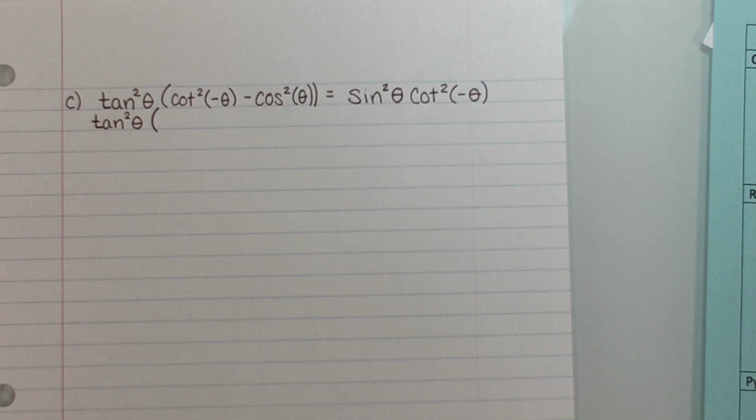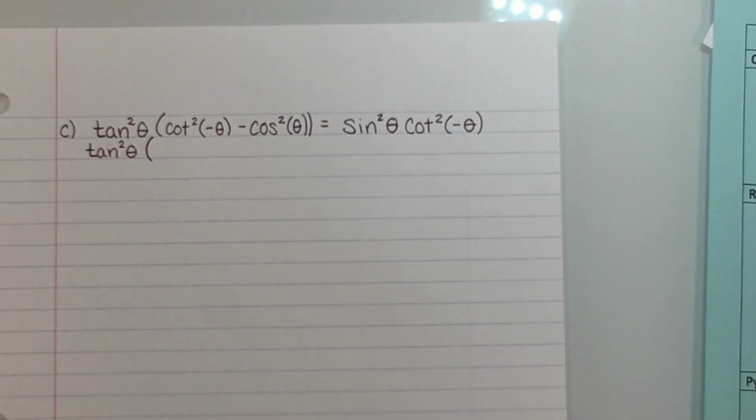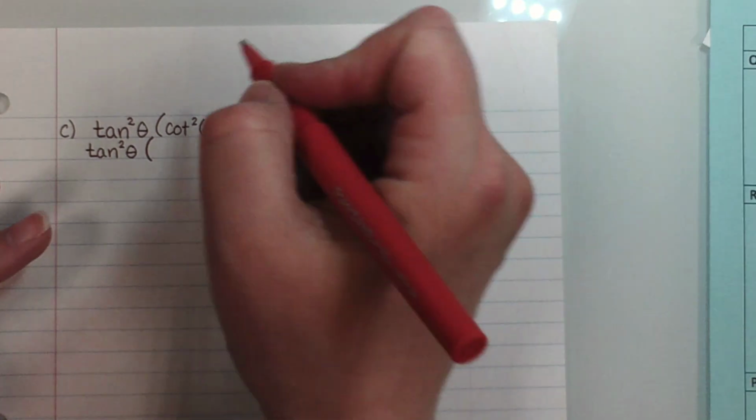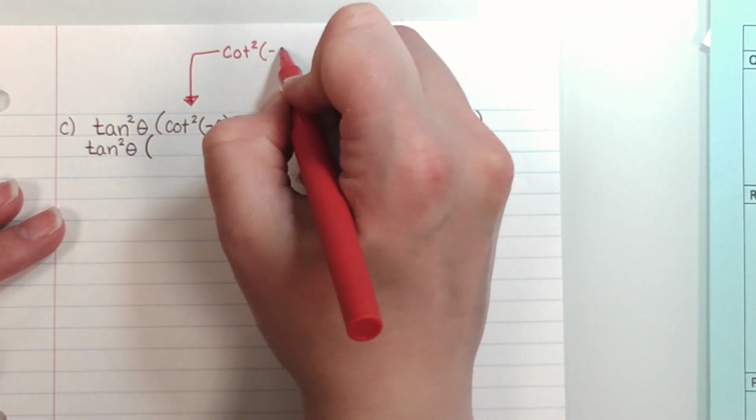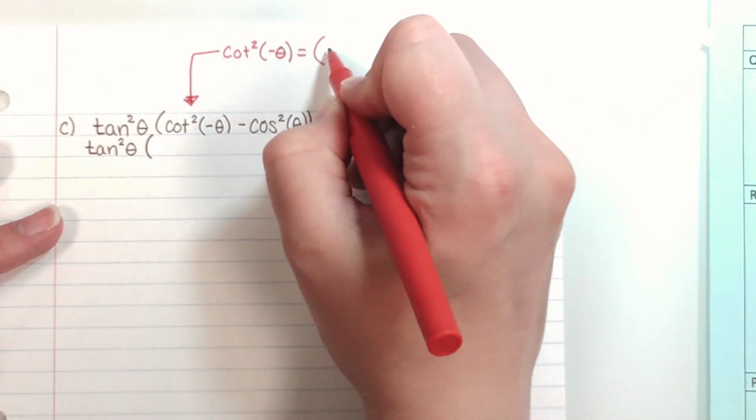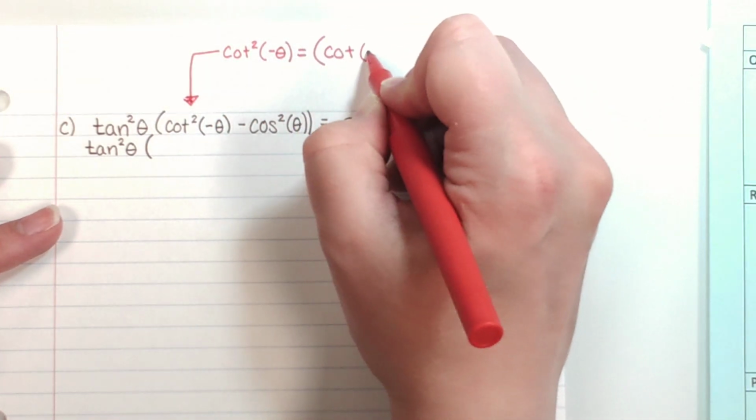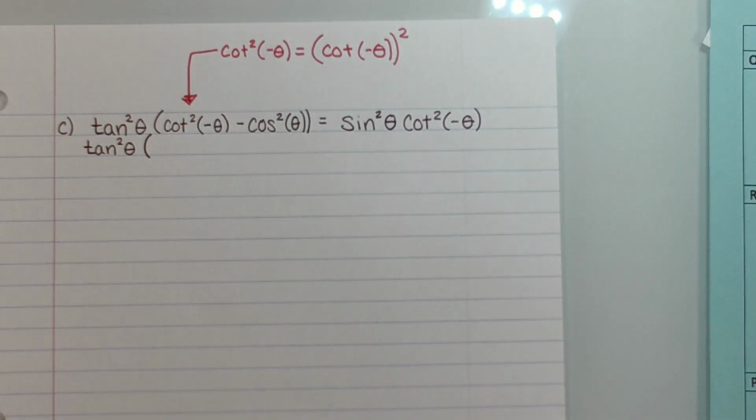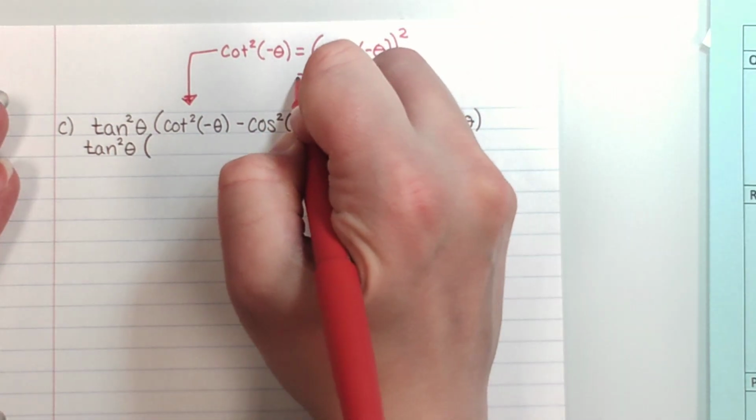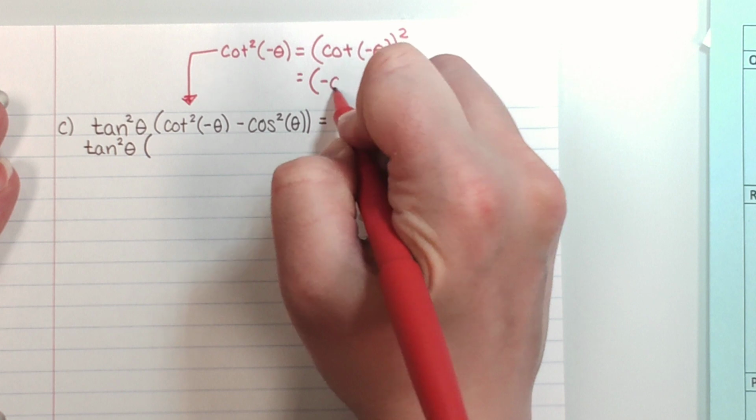In all actuality, when you have this cotangent squared of negative theta, what you actually have is cotangent of negative theta being squared. Notationally, that's what that means. Cotangent squared of negative theta means cotangent of negative theta, all in parentheses, getting squared. Which means when I pull that negative out, it's technically this.